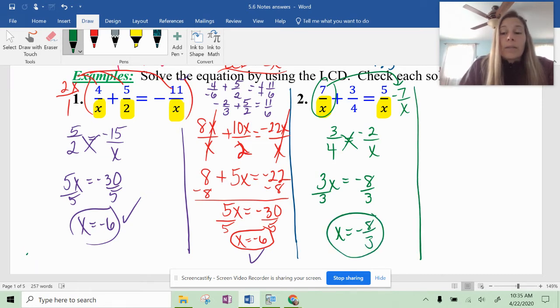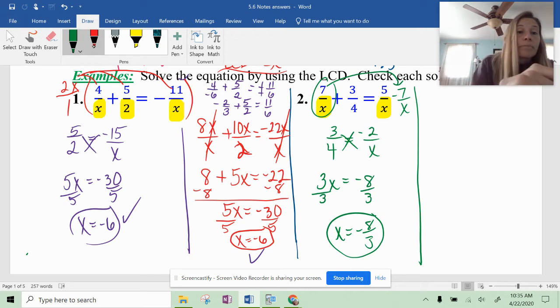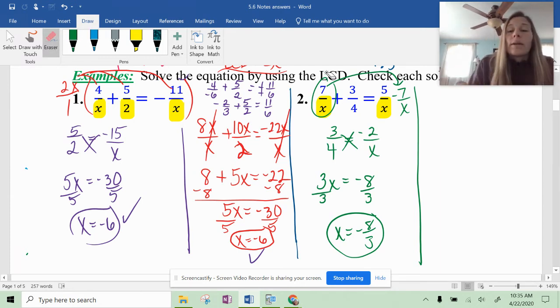Now, if you're going to do the LCD method instead, I'm going to erase this.